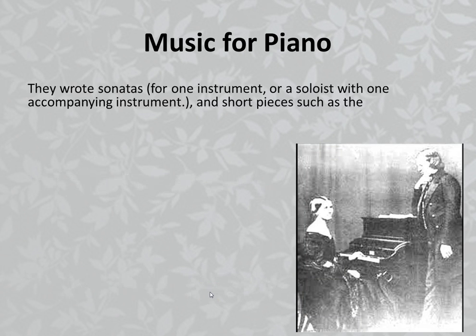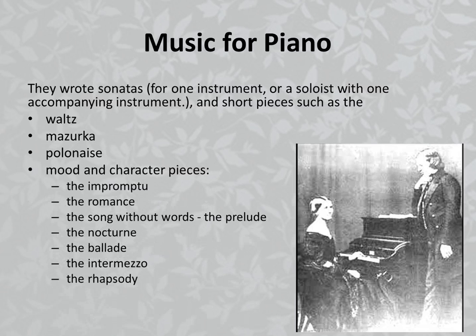They wrote sonatas, one for one instrument or a soloist with accompanying instruments, short pieces, such as the waltz, mazurka, polonaise, and mood and character pieces, which included the impromptu, the romance, the song without words, the prelude, the nocturne, the ballad, the intermezzo, and the rhapsody.